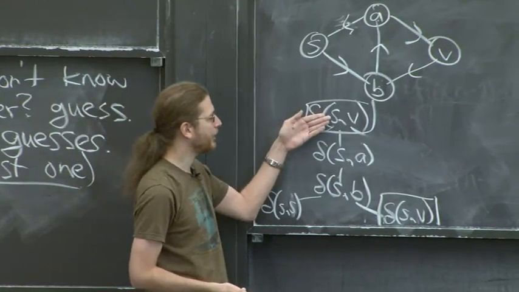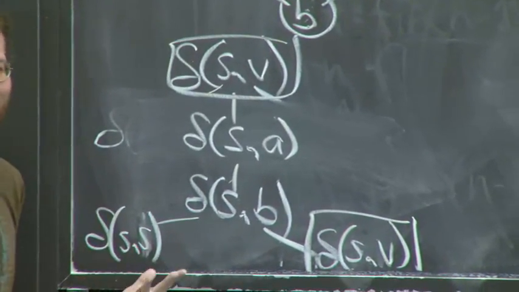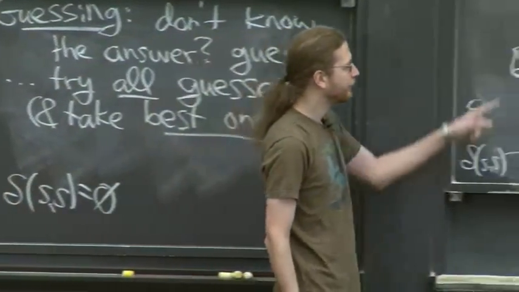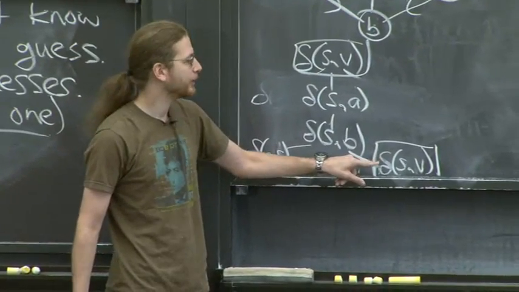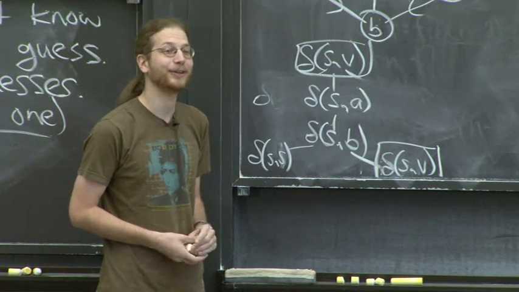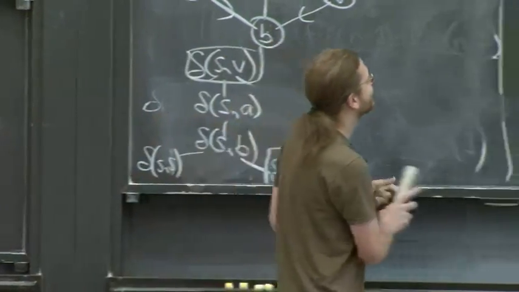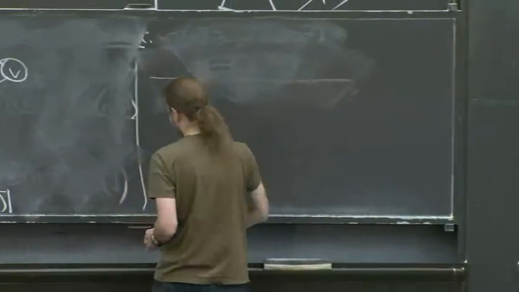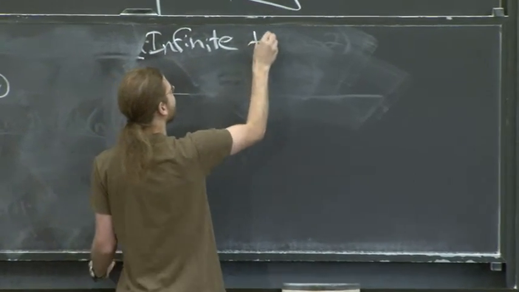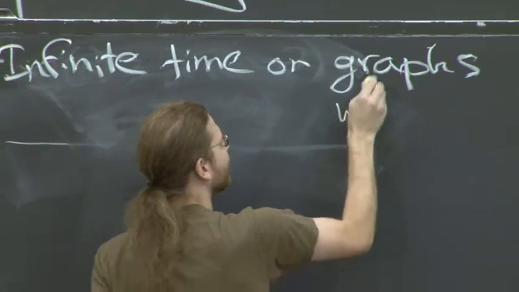Now you might say, oh, it's OK, because we're going to memoize our answer to delta S comma V, and then we can reuse it here. Except we haven't finished computing delta of S comma V. We can only put it in the memo table once we're done. So when this call happens, the memo table has not been set. And we're going to do the same thing over and over and over again. This is an infinite algorithm. Oops. Not so hot. So it's going to be infinite time on graphs with cycles.